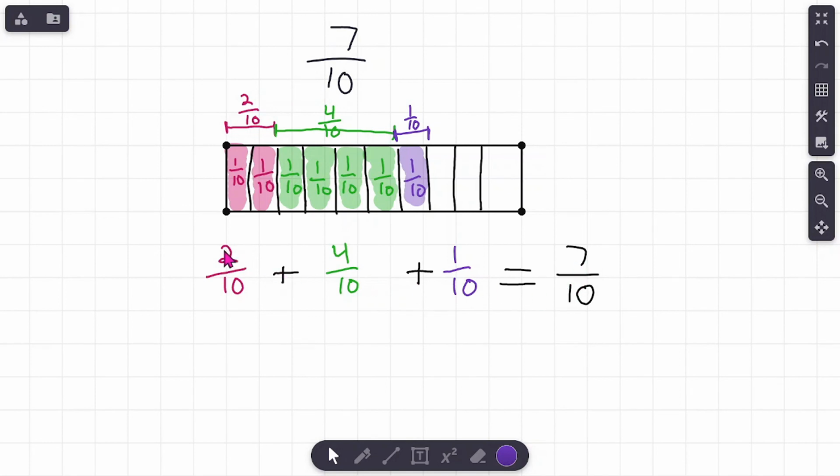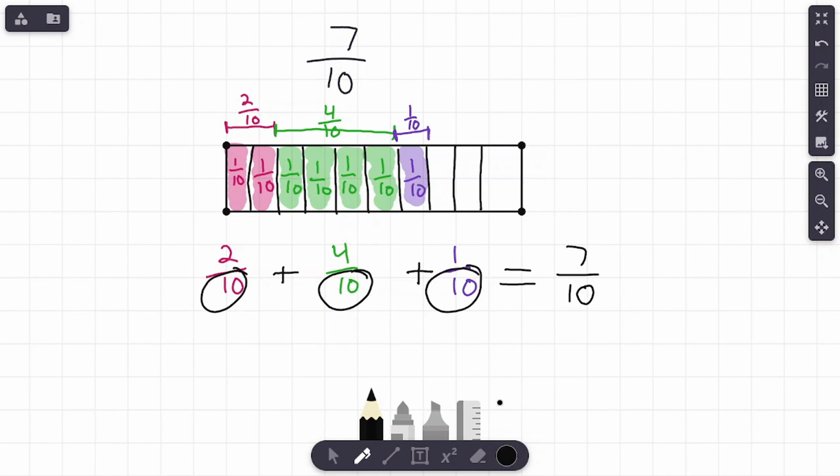Well, let's look at the numerators. 2 plus 4 plus 1. But before I do that, I do want to point out something else real quick, okay? These denominators are all what number? They're all the number 10. And remember from our last video, I told you your denominators must be the same if you are going to add fractions, okay? If these denominators weren't the same, we would have another step to do. Okay, so I want to point that out. Make sure you watch our video from last week because that was really important.